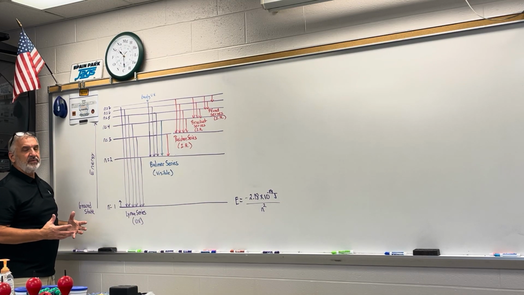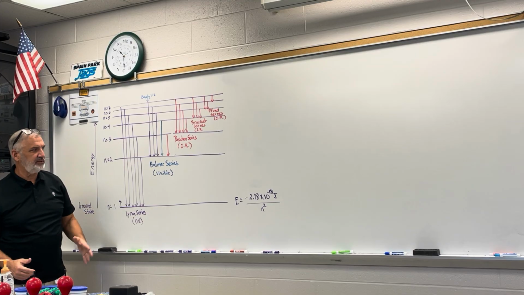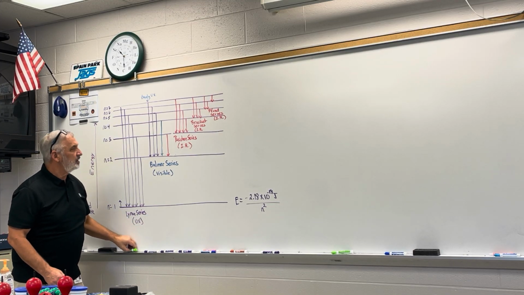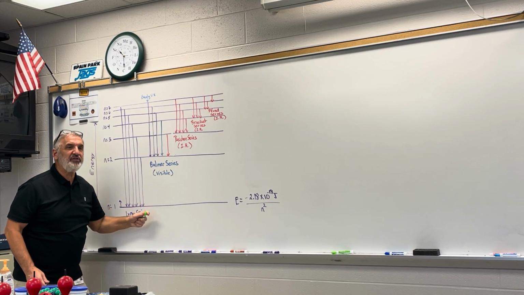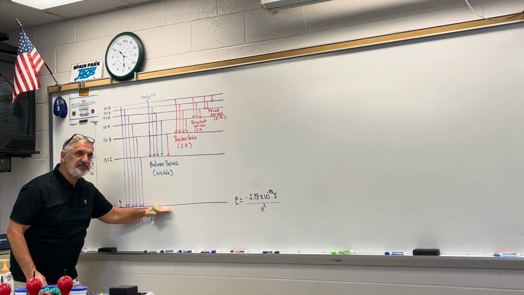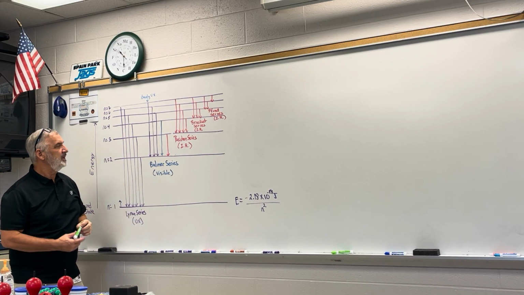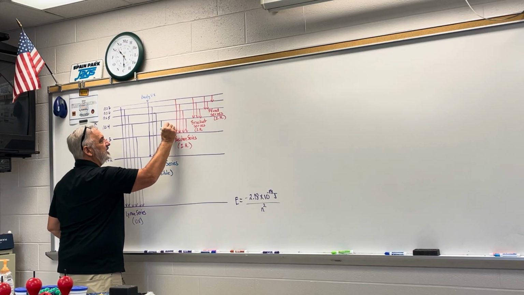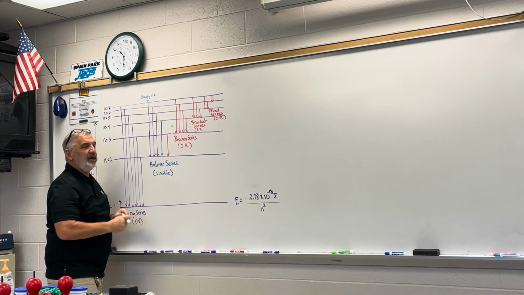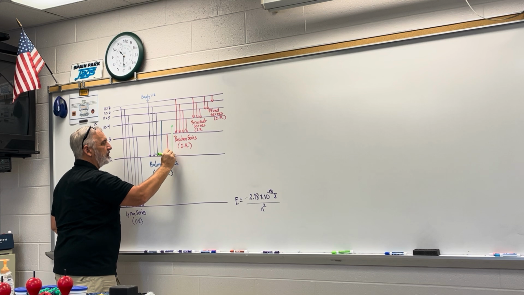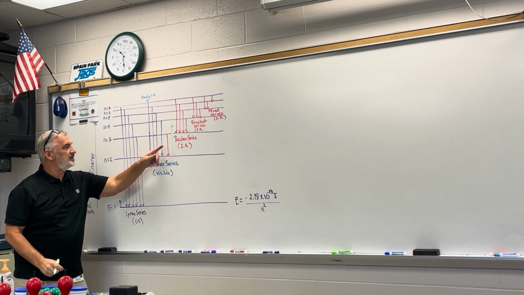So, here's the gist. Here's the important part. How do I know that the electron can only go from this fixed energy level to this fixed energy level to this fixed energy level? If it could go somewhere in between, say to right there, and it could then come down to here, that would be some color other than red.